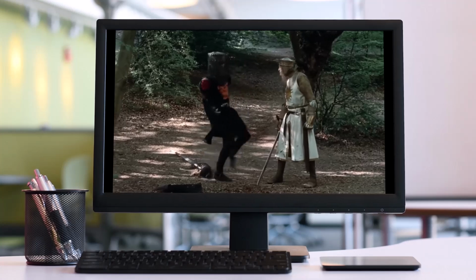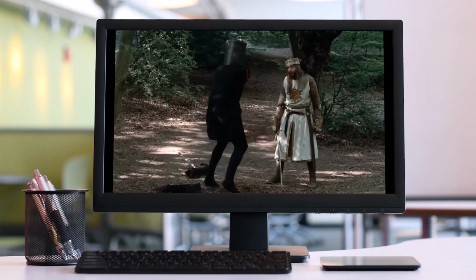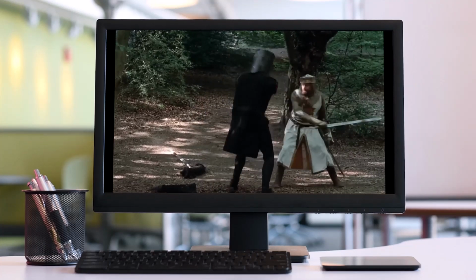Look, stop that! Chicken! Chicken! Look, I'll have your leg. Right!